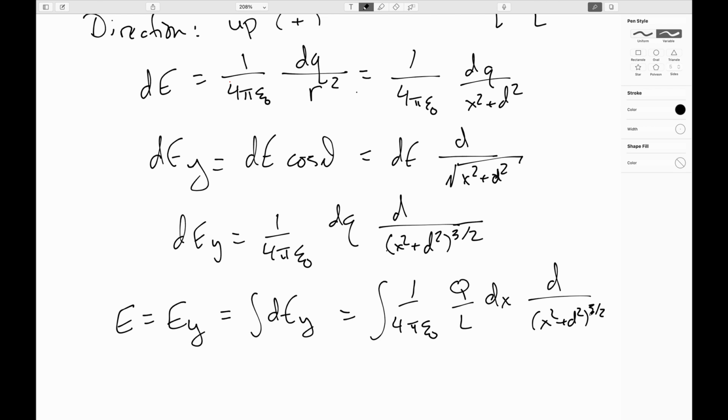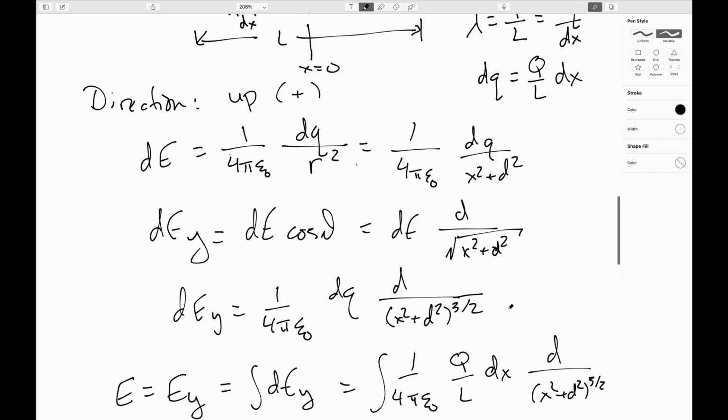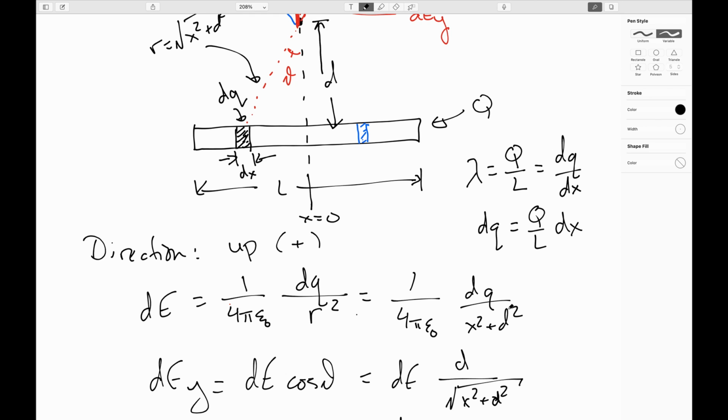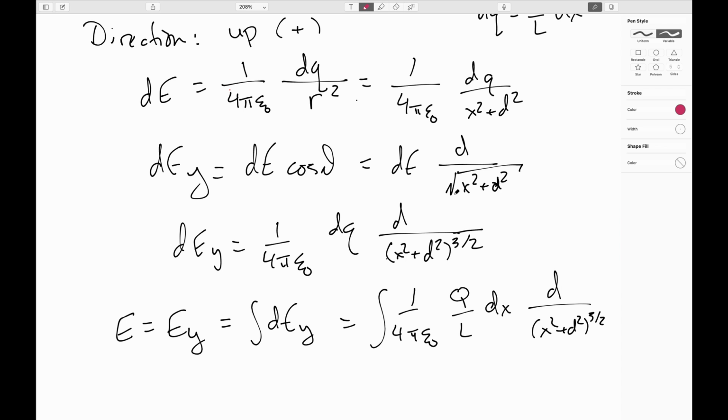And now we have to think from where to where, because this is going to be a definite integral. The length of my rod is L. I put the origin at the middle. So that means that this is x equals negative L over 2, and that is x equals plus L over 2. So my limits of integration will run from minus L over 2 to plus L over 2.